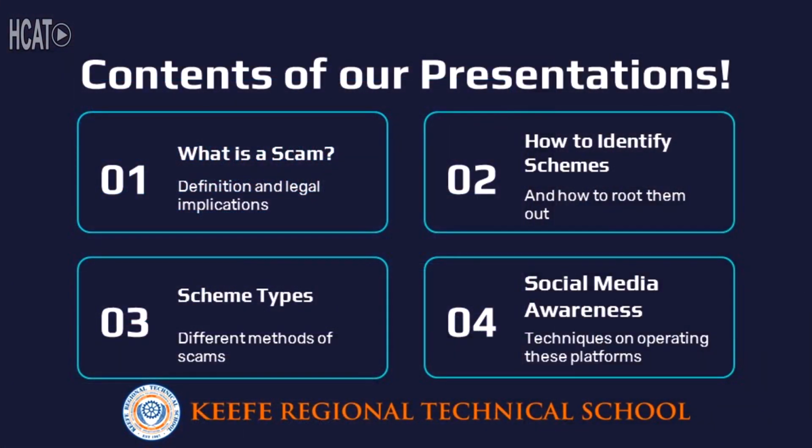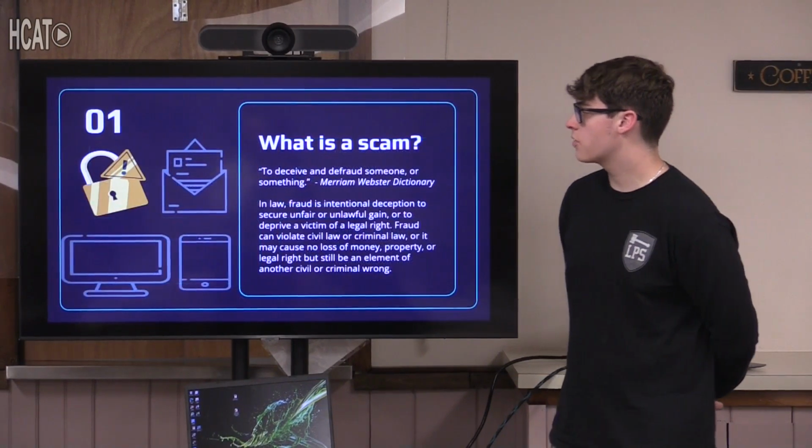So quickly, before we go over anything, I just want to talk about what exactly we're going to be talking about. First off, we're going to be talking about what scams are and what the legal implications of them are. Then we're going to be going into how to identify them, certain key characteristics, and how to be skeptical if you've run into a certain situation. And then once we go through that, in sections 3 and 4, we're going to start with scheme types, and we're going to call up our different groups that have different presentations to focus in on different types of scams. We're going to present those to you. And fourthly, we're going to be going over social media awareness and some of the platforms that you might find some of these scams or schemes on, and how to work the program in a safe and credible manner. So first off, we're going to start with section 1.